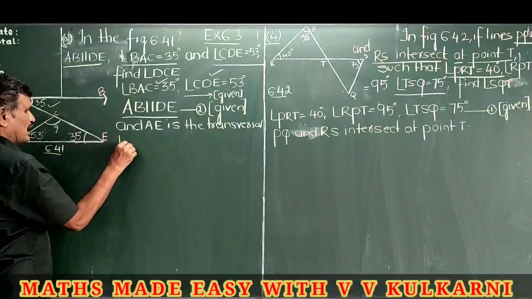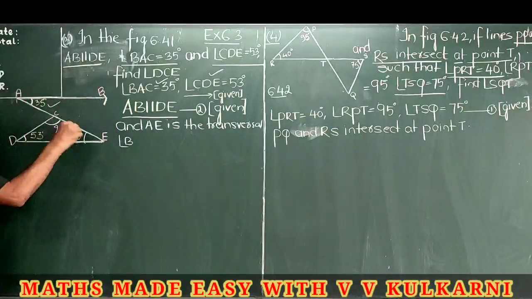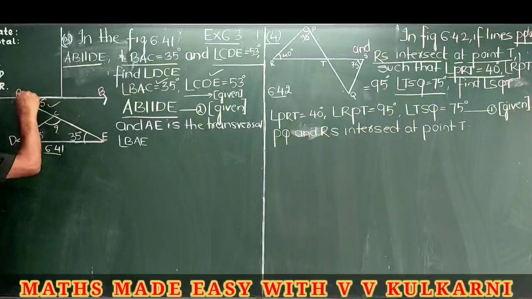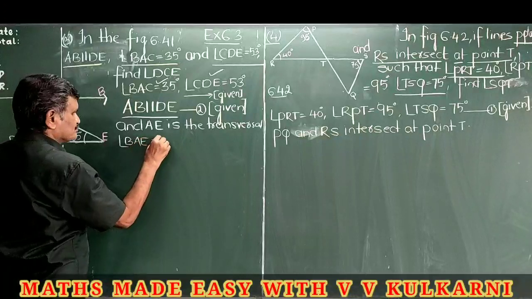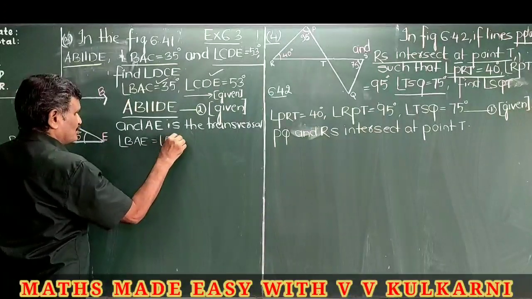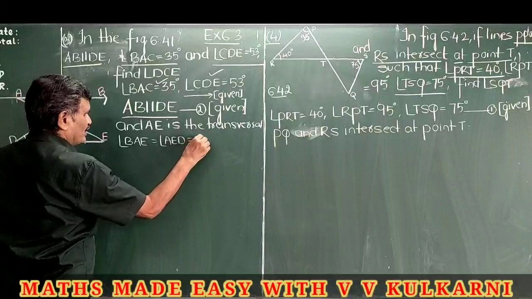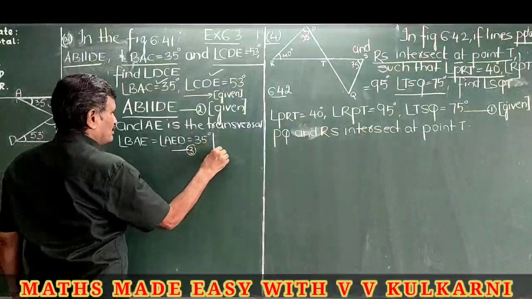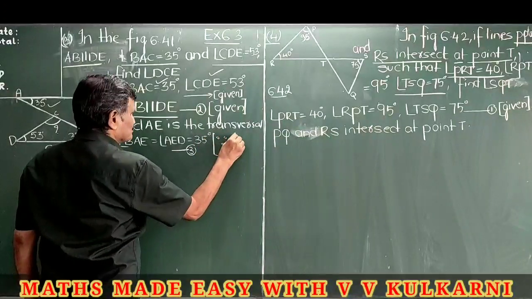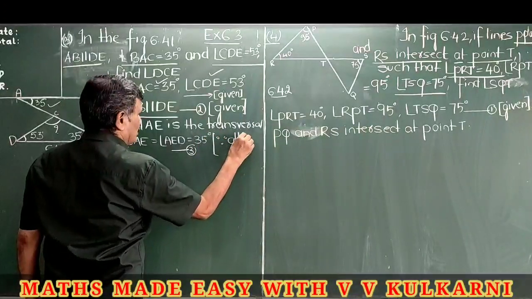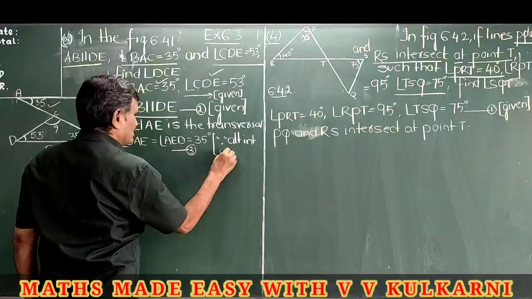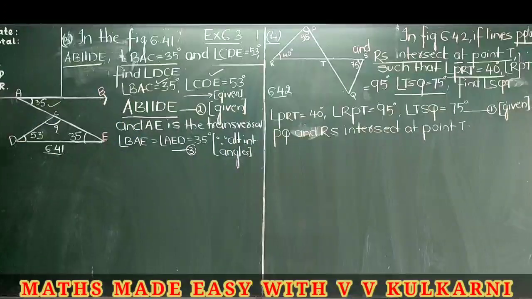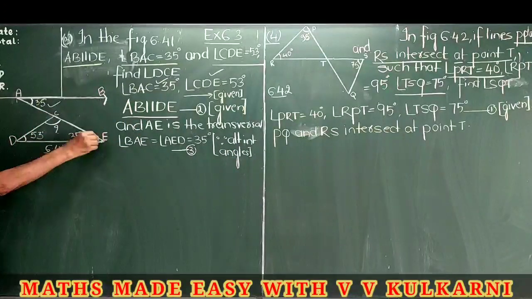So what I can say is angle BAE is equal to angle AED is equal to 35 degrees. The reason is very simple: alternate interior angles. Now I need to find out DCE.